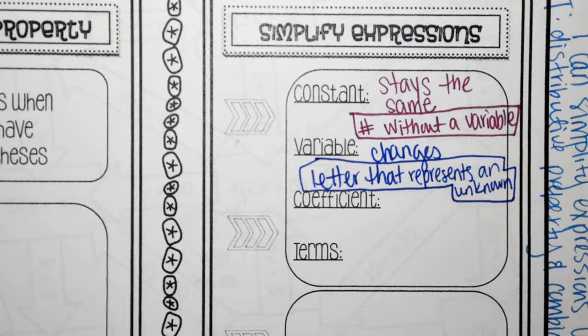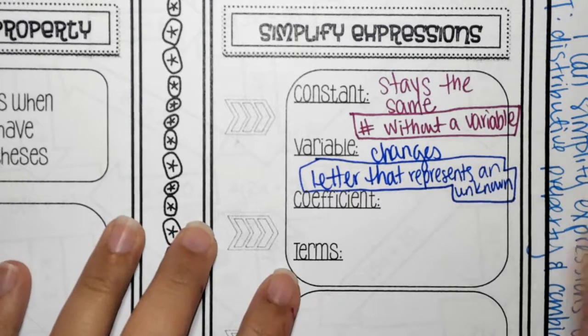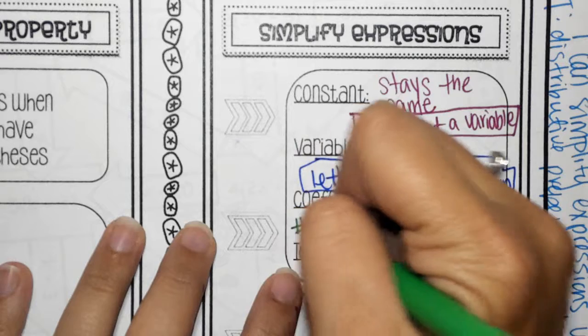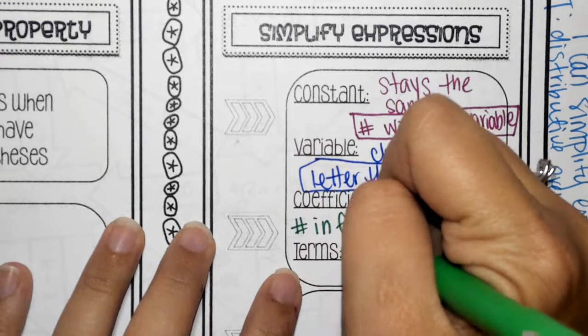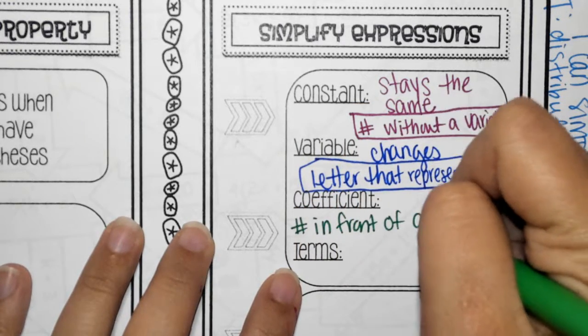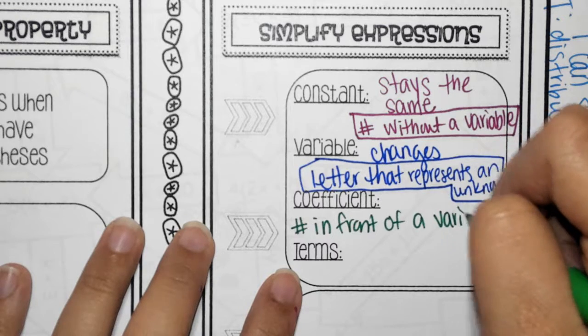Alright, what's a coefficient? Isn't that when it has that variable with it? Yes. Awesome. Take a point. So a coefficient is the number in front of a variable.